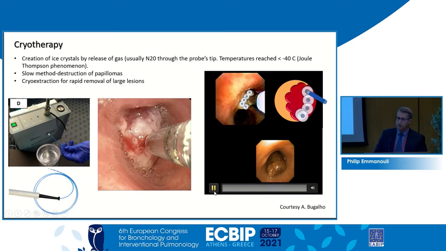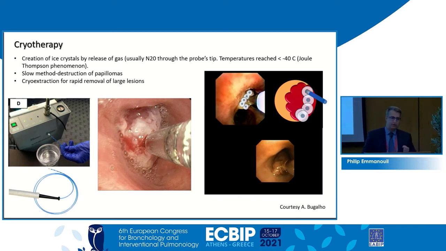So cryo extraction is a little bit different. You apply the probe directly on the lesion, and when it's frozen, you withdraw the scope and the probe together, taking large chunks of tissue outside the lumen. Of course, we must be ready, immediately as the thawing process starts, to get the bronchoscope inside and control the bleeding.